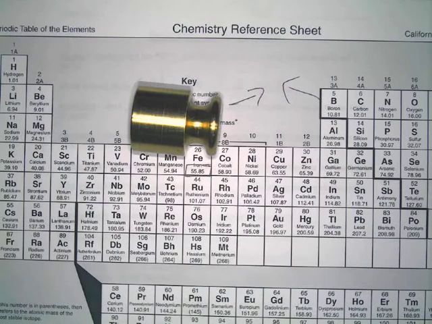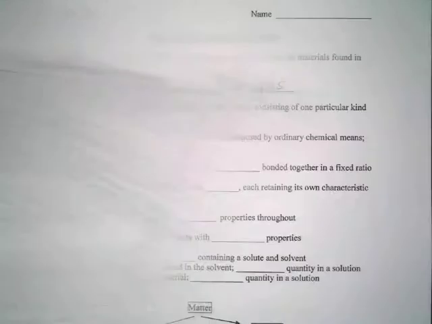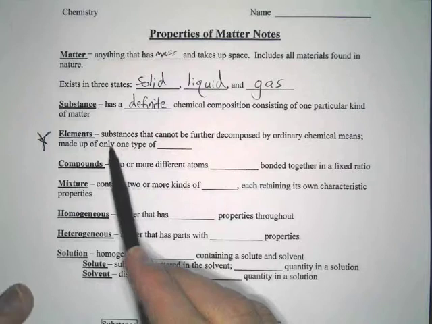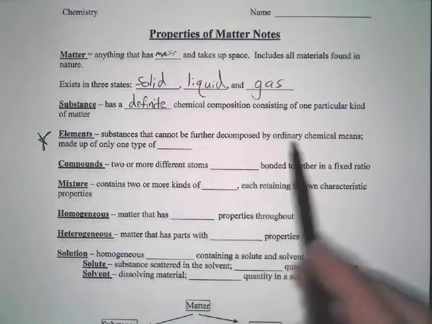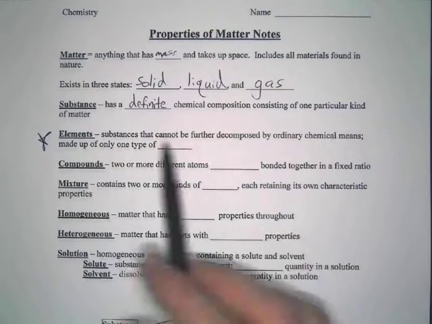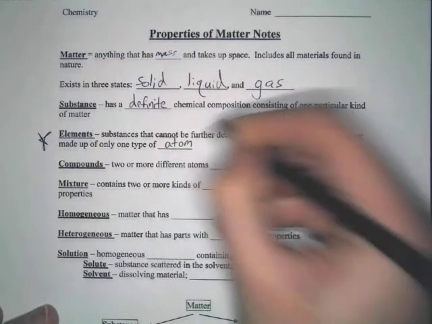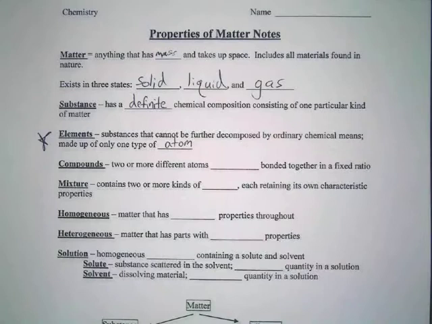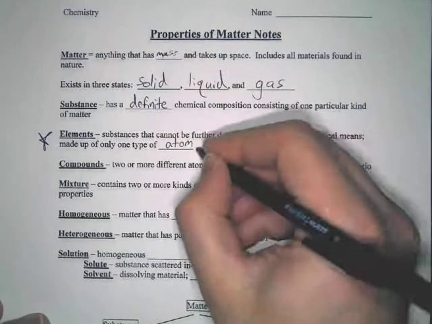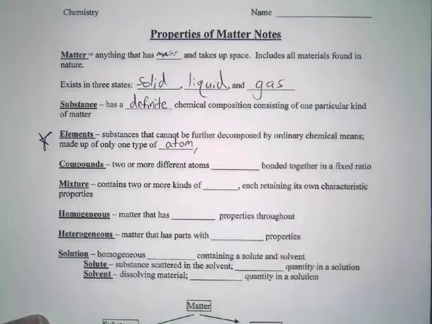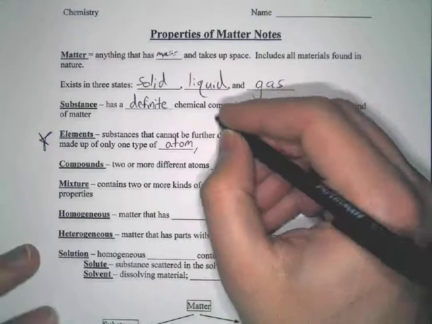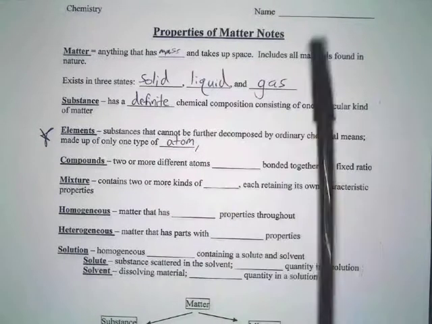So, the key with the element, the big key, is that it is substances that cannot be further decomposed by ordinary chemical means. They're made up of only one type of atom. Now, another thing I want you to add here, they are the smallest. I'm going to try to write this nice and neatly. You know what? I'm going to do this instead.